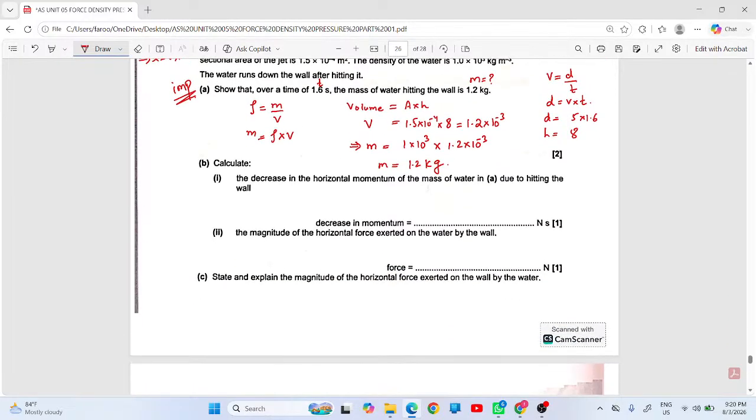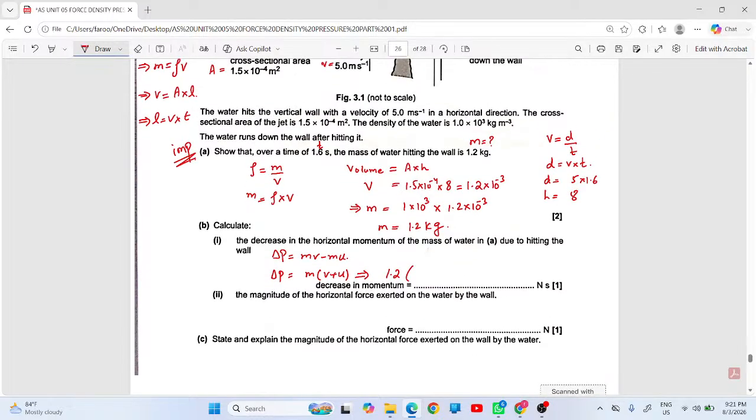Next is calculate the decrease in horizontal momentum of the mass of water in A due to hitting the wall. Decrease in momentum, तो हम change in momentum आपने find करना. Change in momentum is mv minus mu. Now the water is bounced back after the collision with the wall, so we have to change the sign. तो मैं ऐसे लिख देता हूँ mv plus mu, because the sign becomes opposite and minus minus becomes positive. So the mass is 1.2.